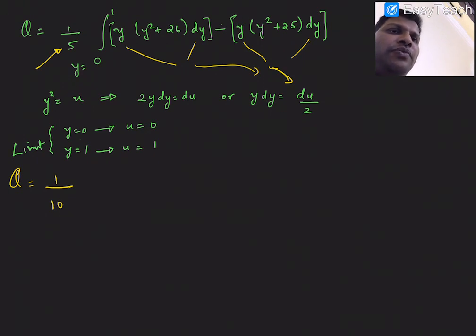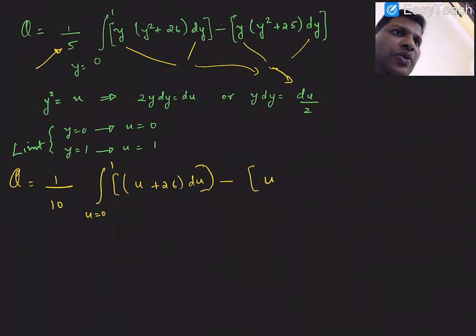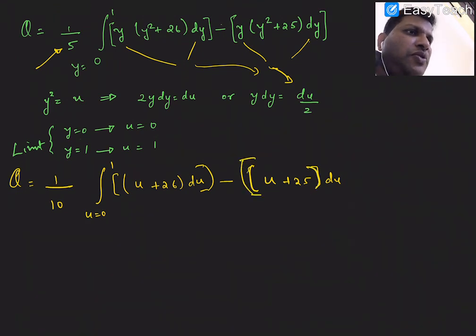Then integral u changes from 0 to 1, then I will get u plus 26 into du, then I will get minus u plus 25 into du. So this will be the final result. So I will get like this.